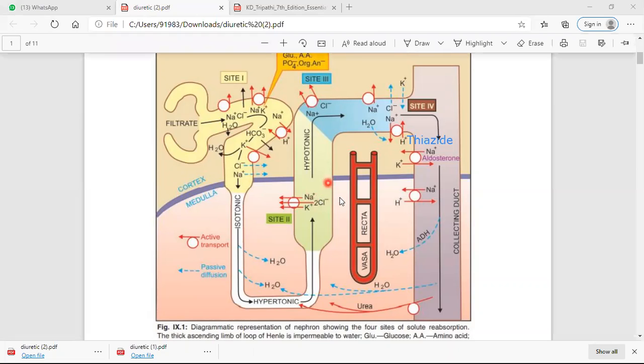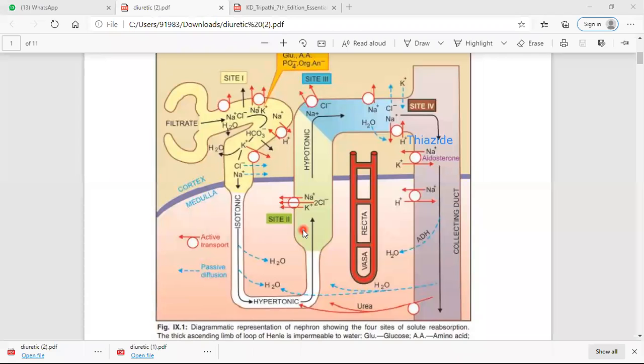Okay, so this is the mechanism of the furosemide drug. In the mechanism you have to draw this diagram, and show that this furosemide drug inhibits the sodium chloride potassium co-transport system. Hence, it inhibits the reabsorption and causes excretion of sodium, chloride and potassium. And thiazide diuretic inhibits the sodium and chloride transporter in site 3, which is present in the distal convoluted tubules, and along with this it also causes the excretion of potassium.